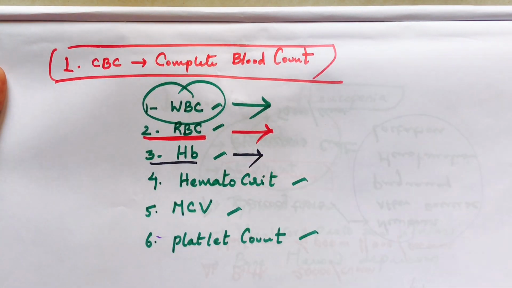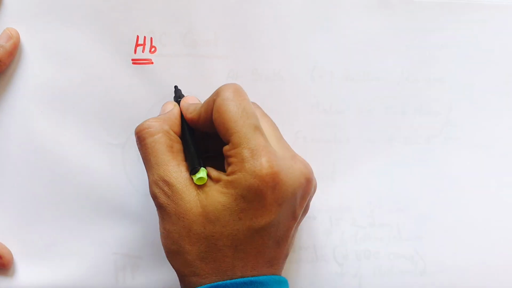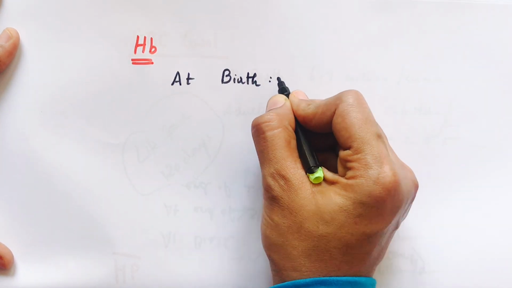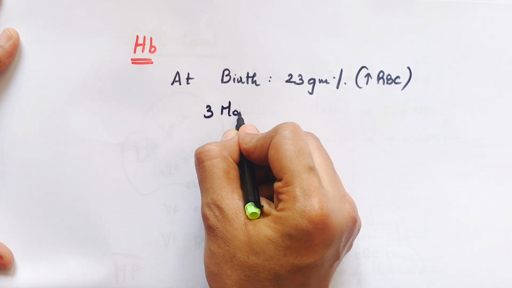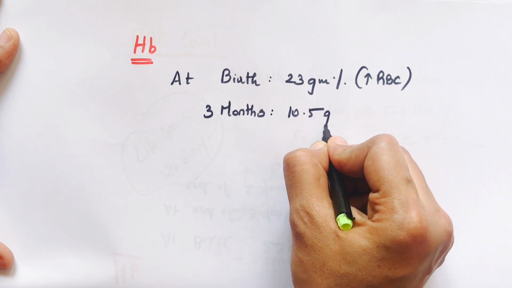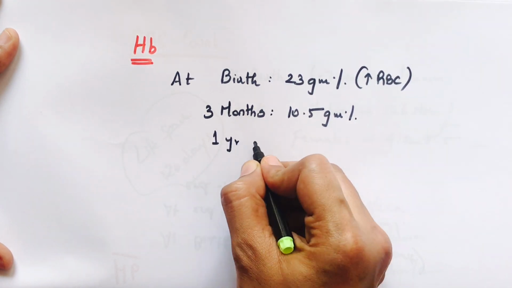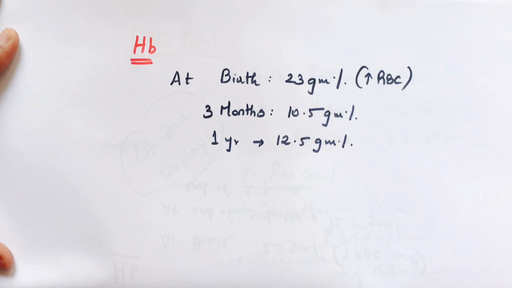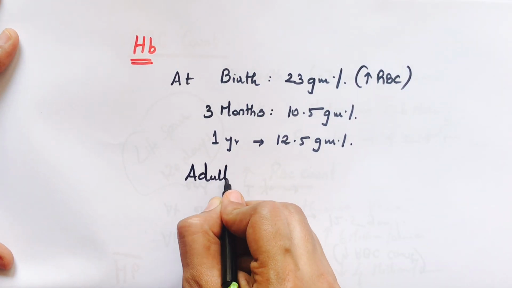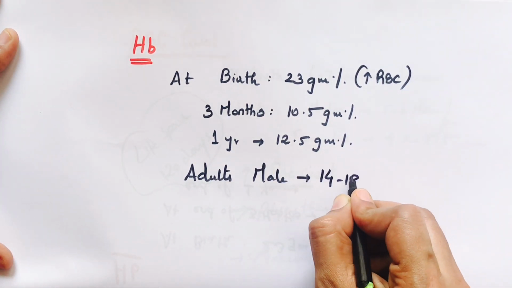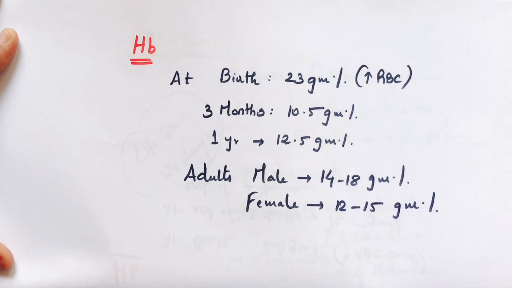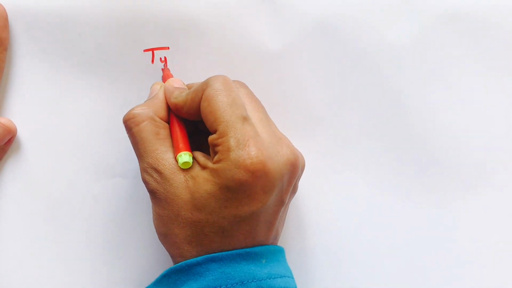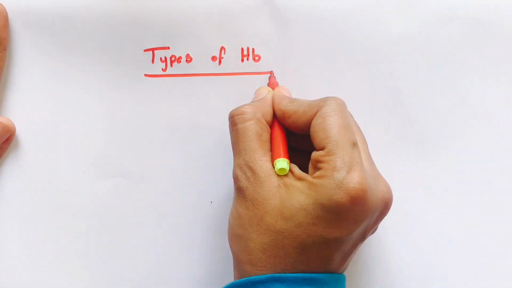Next component in CBC is hemoglobin. So what is the normal level of hemoglobin? At birth it is 23 gram percent due to increase in Rbc count. By the end of 3 months it reaches down to 10.5 gram percent due to lack of iron content in milk. By the end of 1 year it reaches 12.5 gram percent. And in adults 14 to 18 gram percent in males and 12 to 15 gram percent in females.